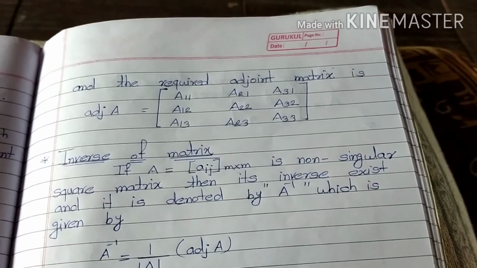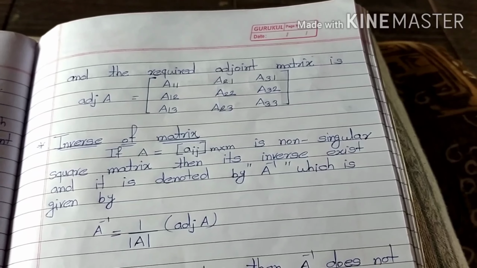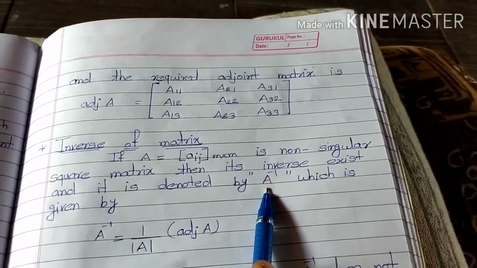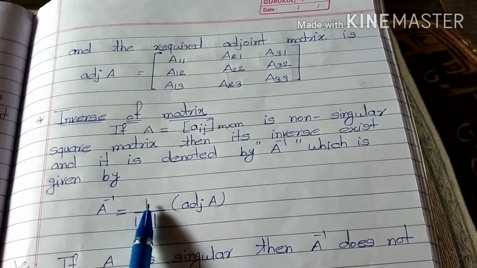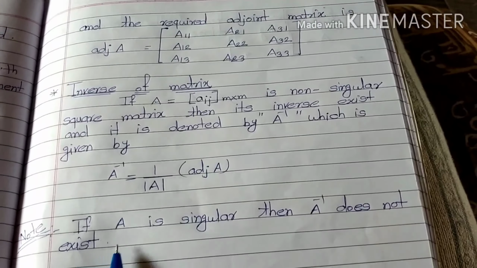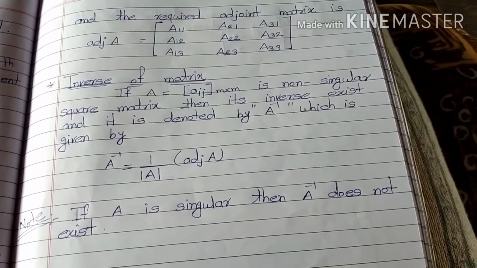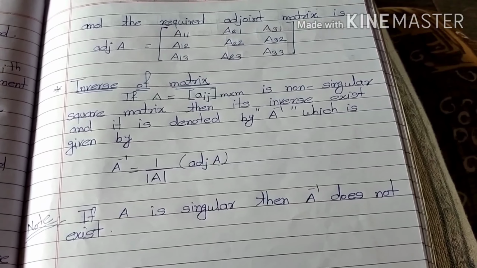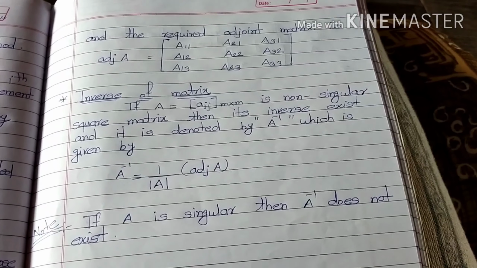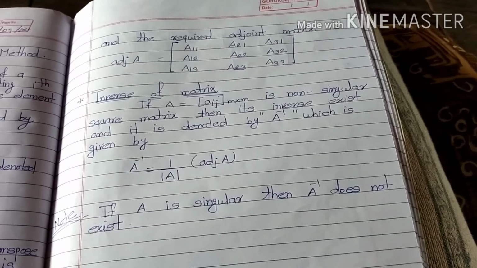Now next definition is inverse of a matrix. Here A is a non-singular square matrix, then its inverse exists and it is denoted by A inverse, and which can be found by A inverse is equal to 1 upon determinant of A into adjoint of A. Note that if A is singular, then A inverse does not exist. A is singular means determinant of A is equal to 0. So for finding the inverse of a matrix, determinant of A not equal to 0 is necessary. Now we can take some examples on it.